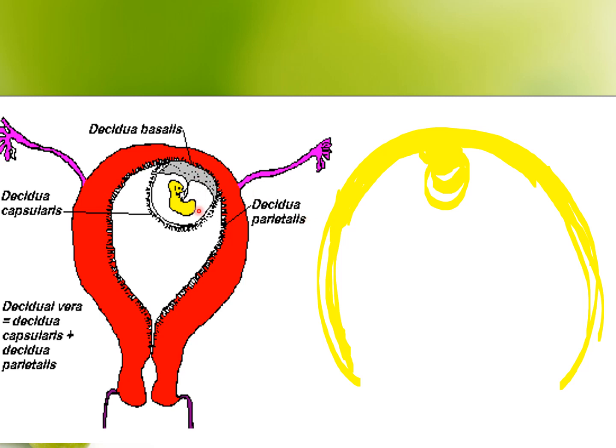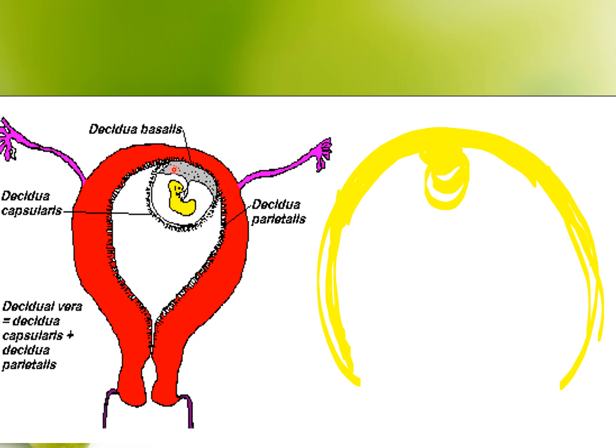When the fetus is entering into this, some portion of the endometrium will cover this area of the fetus. Here also endometrium is there. This portion is endometrium and the down portion is endometrium, and when the fetus is getting entered inside, the top portion also will be covered by the endometrium. The portion where the baby is attached is known as the decidua basalis.